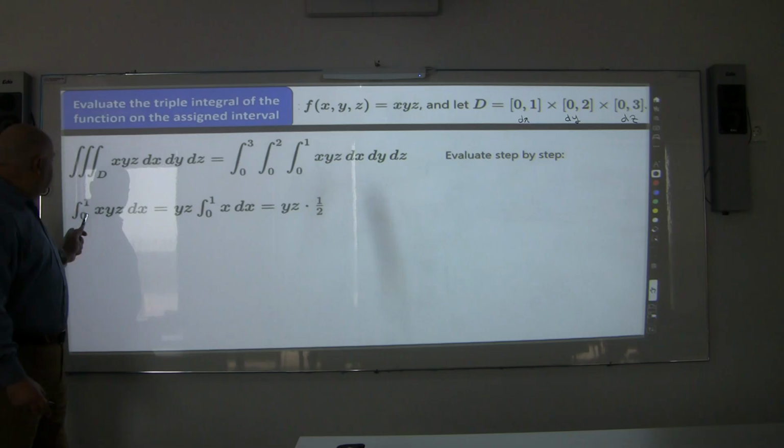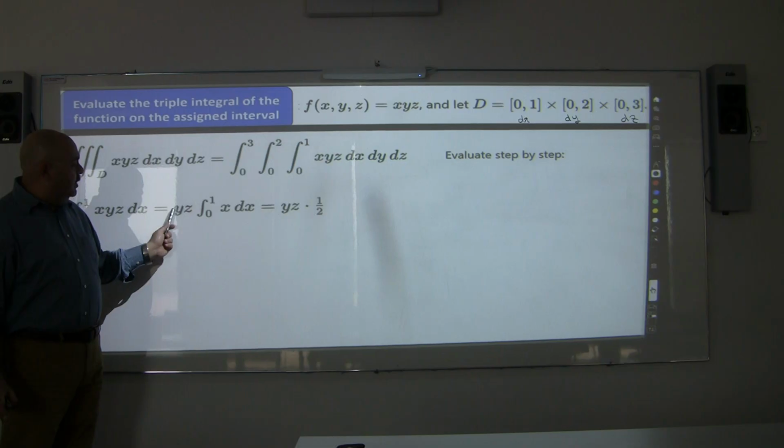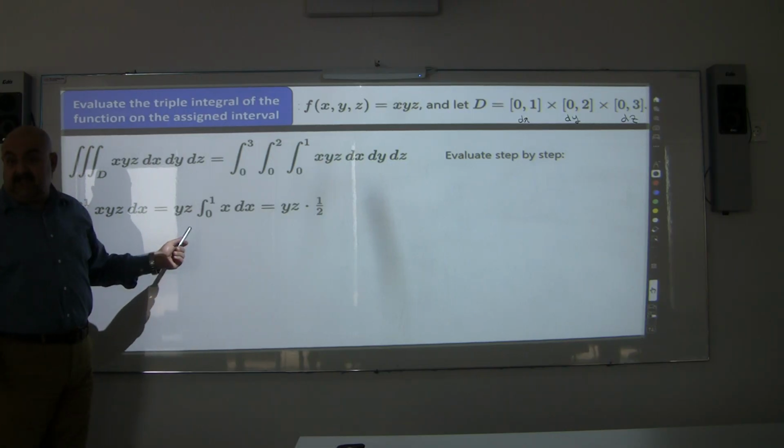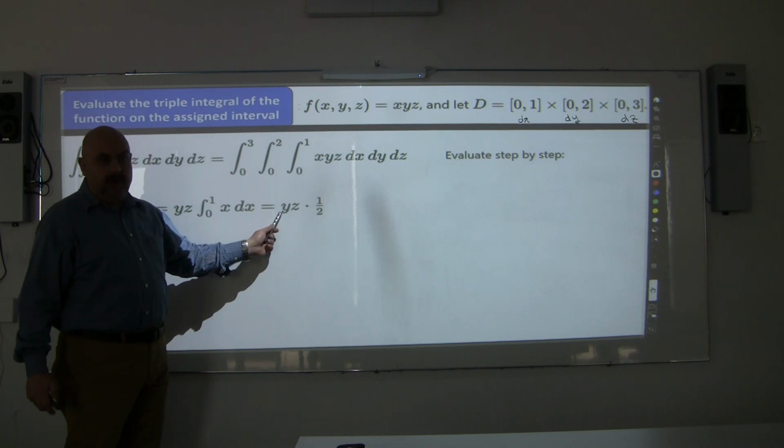So here, for example, I can integrate with respect to x just the x part. So x is going to be x squared over 2. If you remark, I'm just integrating this one. Y and z are constants, which is actually what's happening. So it's going to come up to 1 over 2 times yz.